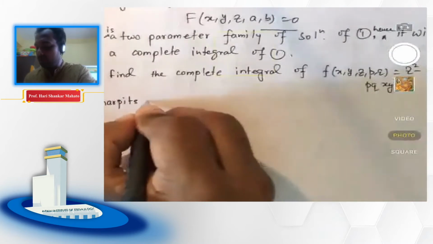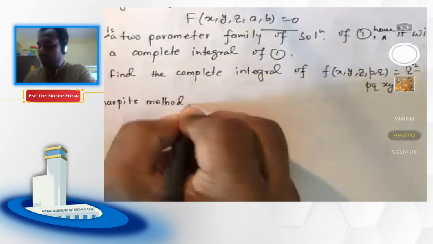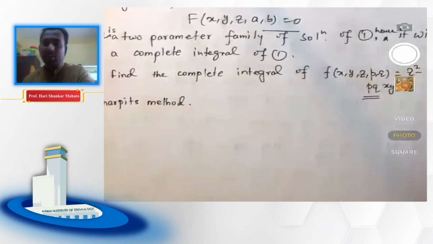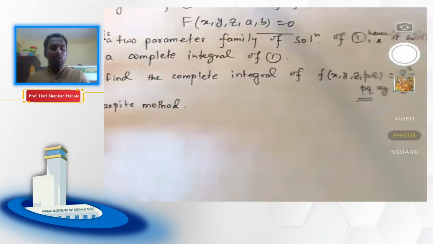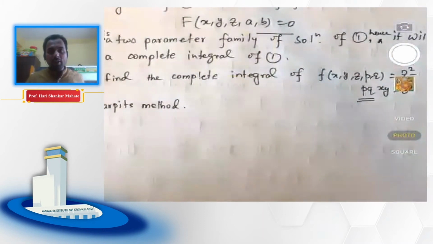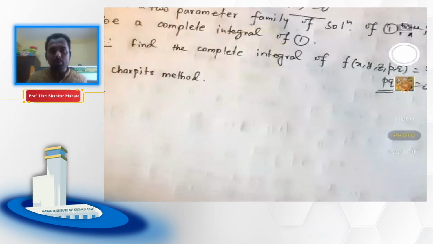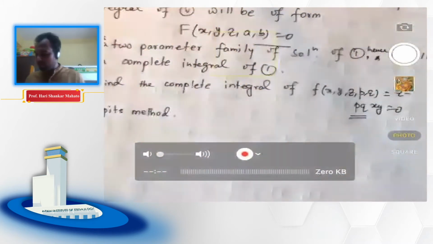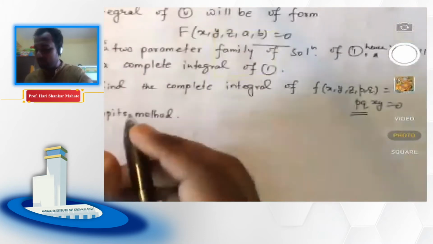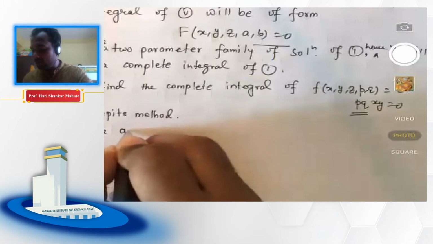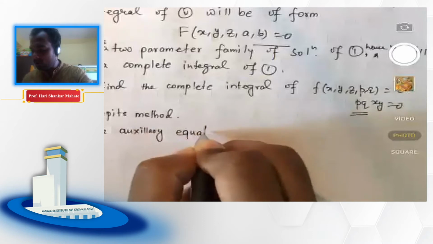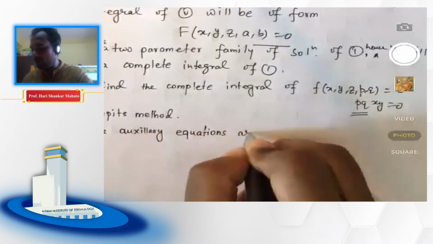By Charpit's method. But the thing is, here you can see already that there is a product term. So it is obviously a nonlinear PDE, and our usual Lagrange's method would not work. So in order to solve this, what we have to do is that first of all, we'll write the Charpit's auxiliary equations.